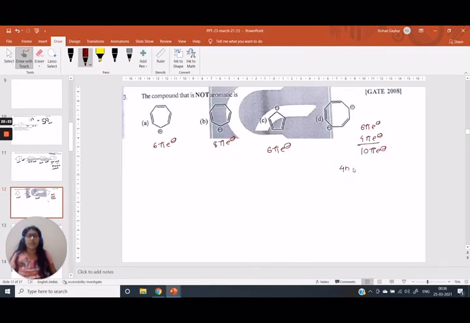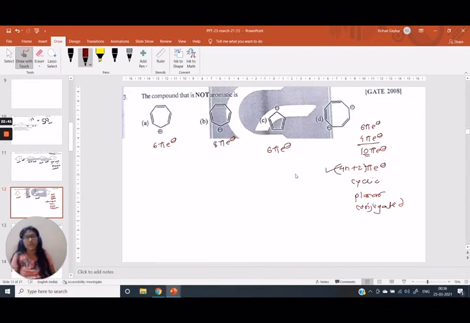Here, 4n plus 2 pi electrons, that is Huckel rule. The system must be cyclic, planar, conjugated, then the given compound is aromatic. Here 4n plus 2 pi electron rule is obeyed because it consists of 10 pi electrons.